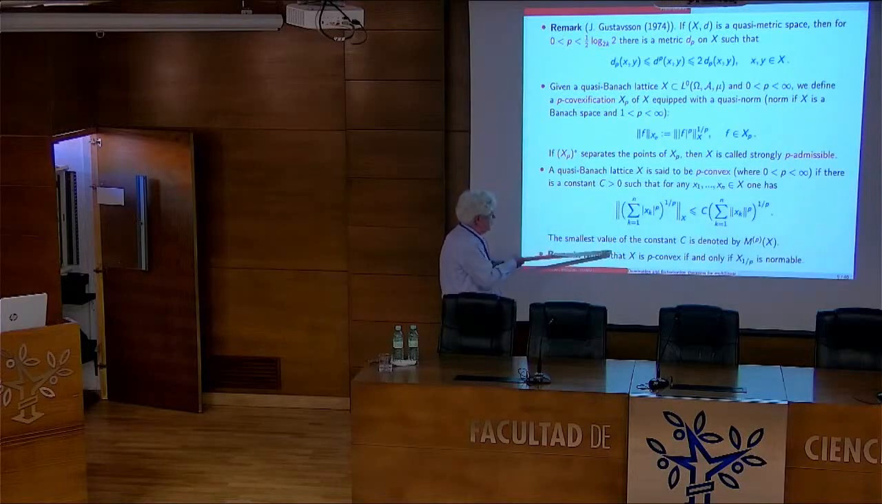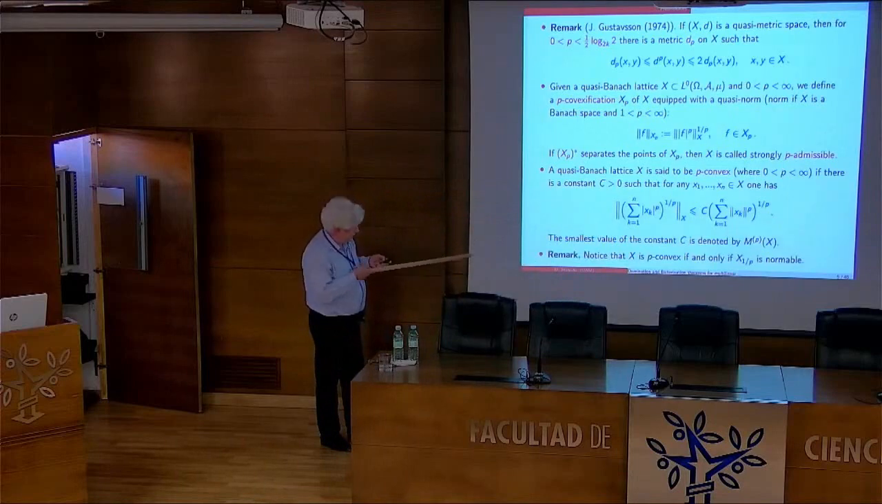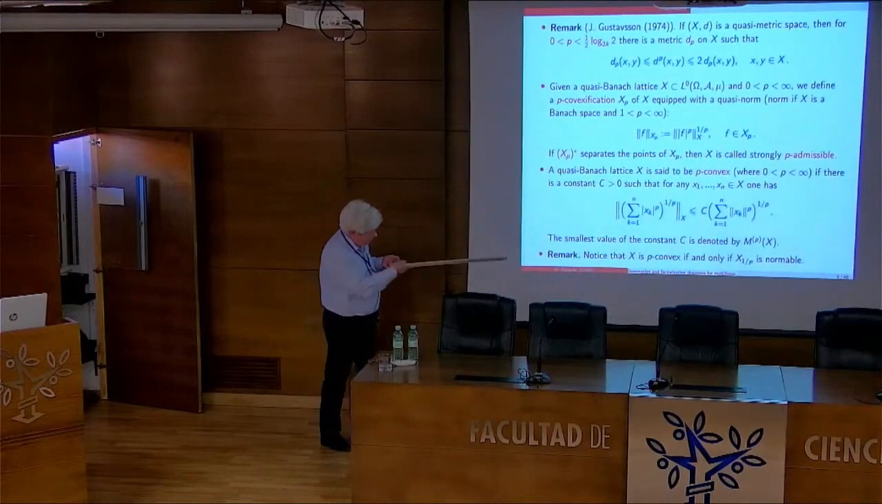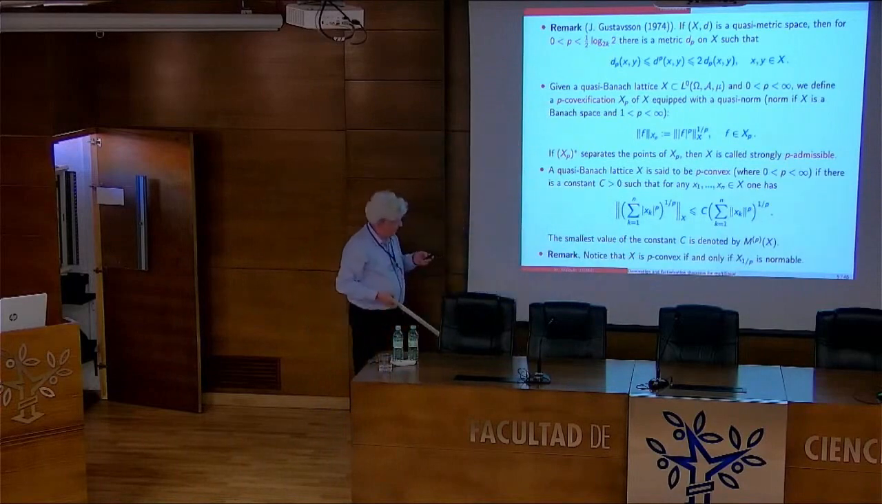So a simple observation: if X is P-convex, even only with constant 1, in general, then the 1 over P convexification is P-normable.